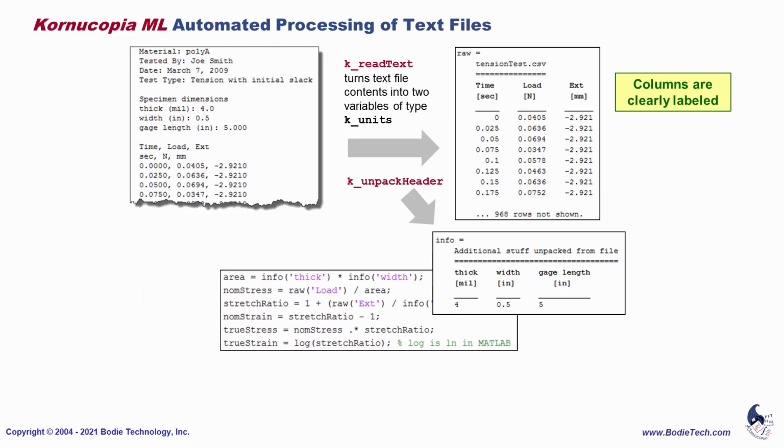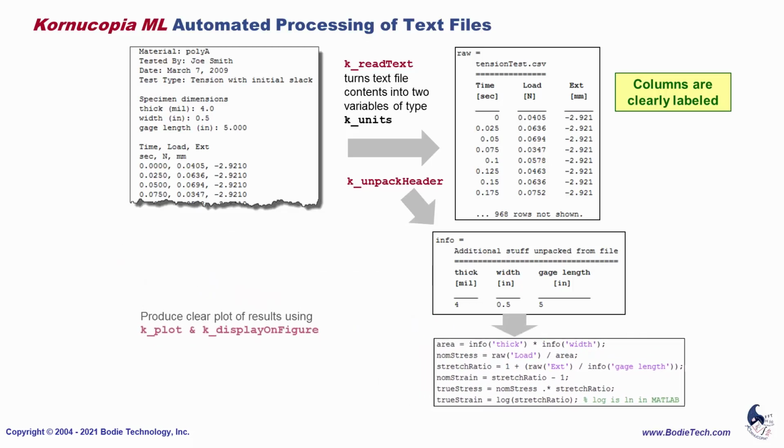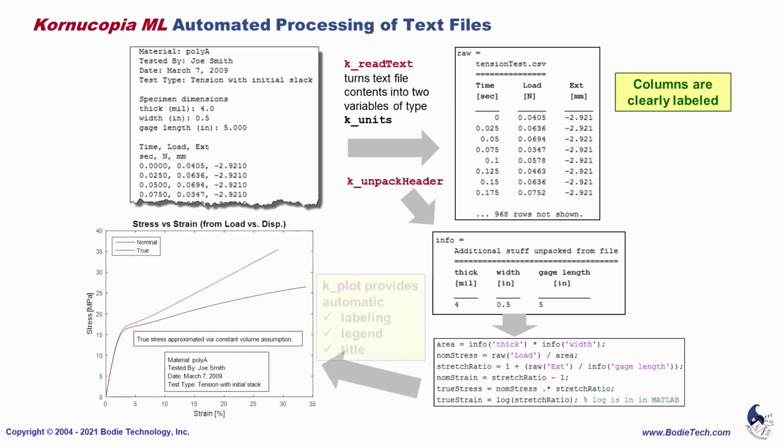Now that we have the data calculated in a form we need, we can clearly plot the results using these two Kornucopia functions to produce a plot that includes automatic labeling, a legend, and a title.